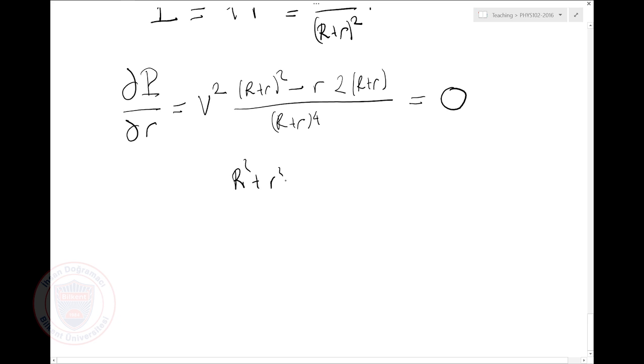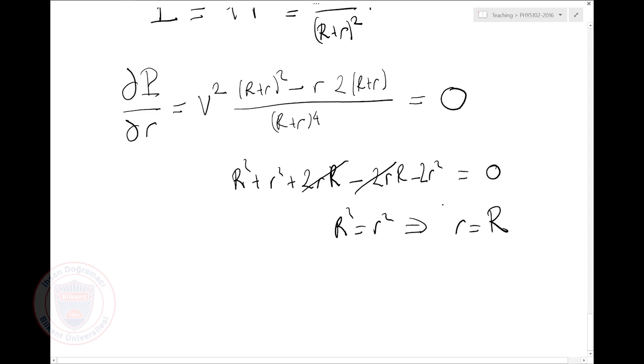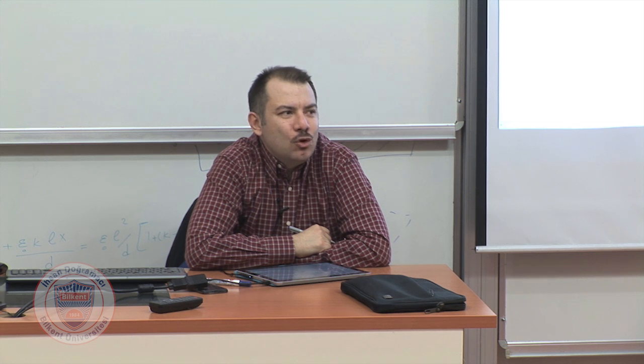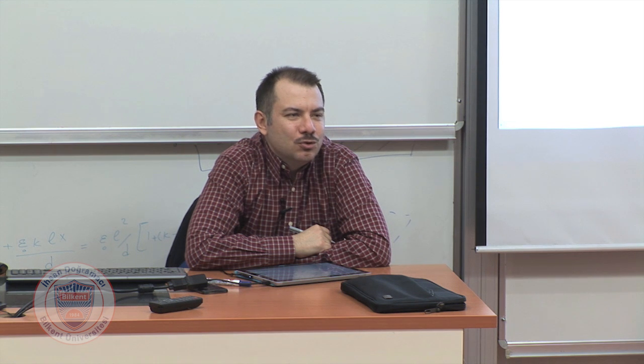It means R square plus small r square plus 2Rr minus 2Rr minus r square is 0. 2r square, excellent. Or, in other words, R square is equal to r square, or small r is equal to capital R. So if I want to obtain maximum power from a circuit with internal resistance R, I should put in a resistor which is equivalent to the internal resistance. Okay, that is somewhat surprising, but fully understandable result.